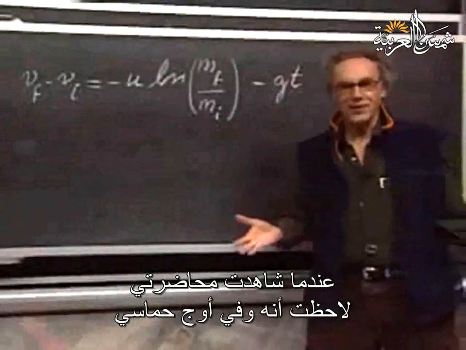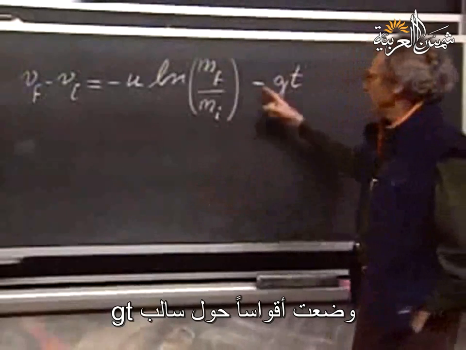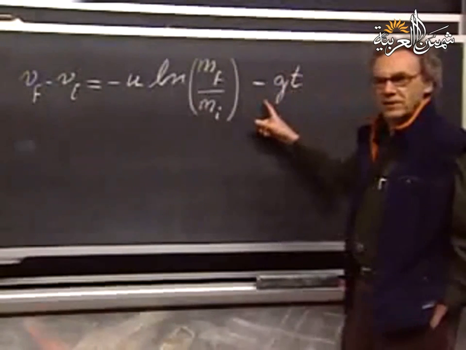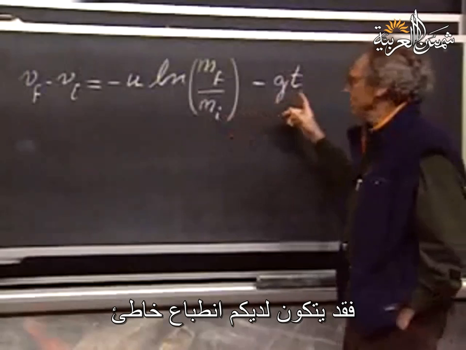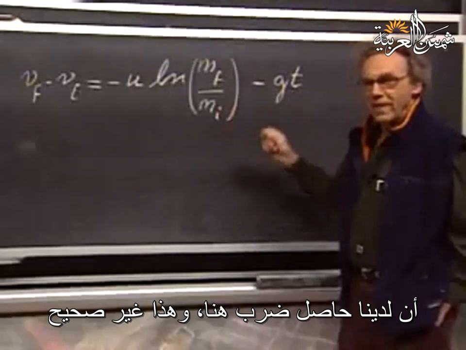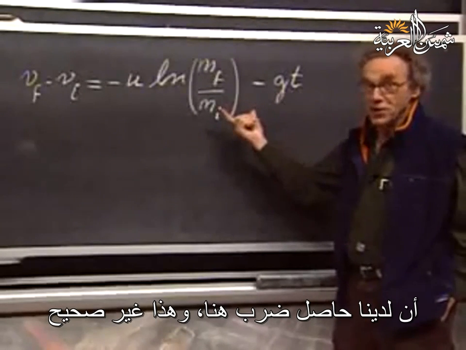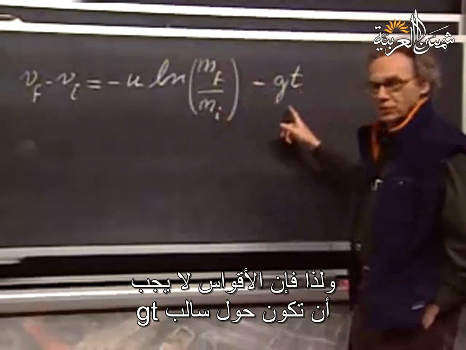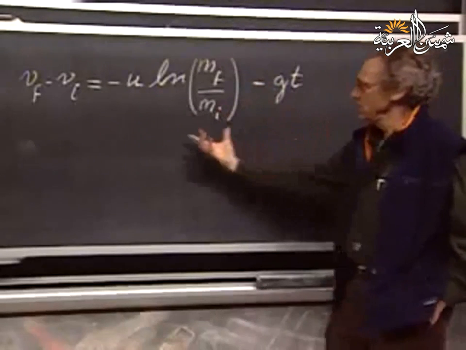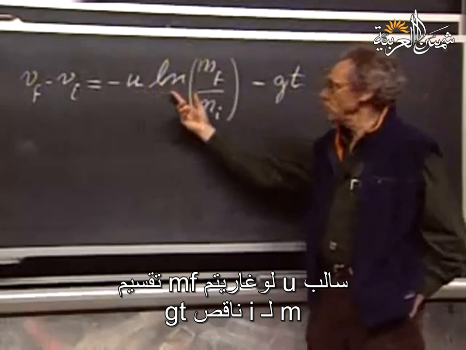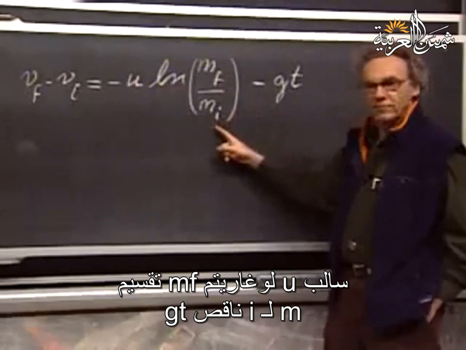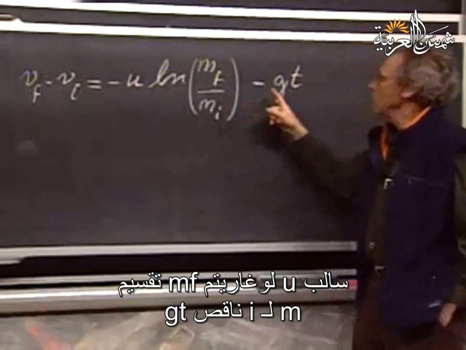When I watched my lecture, I noticed that in my enthusiasm I put brackets around the minus gt. This is quite misleading because it may give you the wrong impression that there's a product at stake here, which is not so. So the brackets really should not be around the minus gt. It is this term, minus u logarithm of mf divided by mi, minus gt.